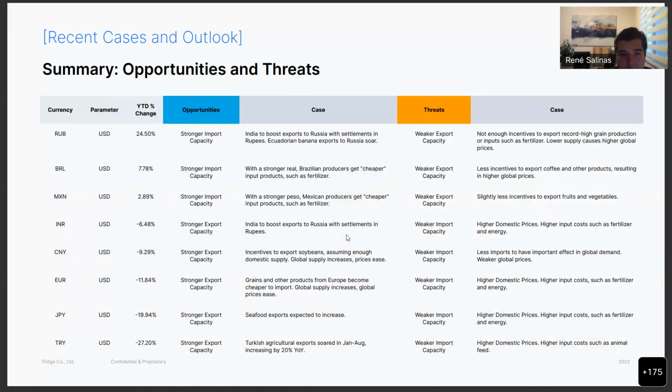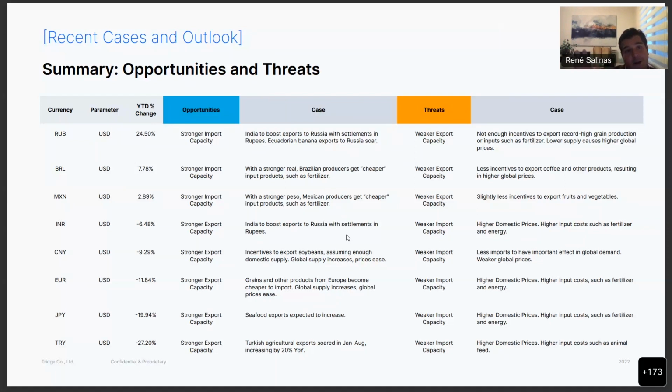Finally, let's talk about this graph, which is the summary of opportunities and threats of what's happening here. So these currencies in the first column are all compared to the US dollar, and here's the year-to-date percentage change. We first place the currencies that have appreciated against the US dollar, and then the ones that have depreciated, in that order. Okay. So talking about the Russian ruble, with a stronger currency, the opportunity, of course, is that they have a stronger import capacity. And we can see cases where, for example, India is trying to boost exports to Russia with settlements in rupees. We have heard that Ecuadorian banana exports are soaring right now. So this reflects this larger capacity for imports in Russia.